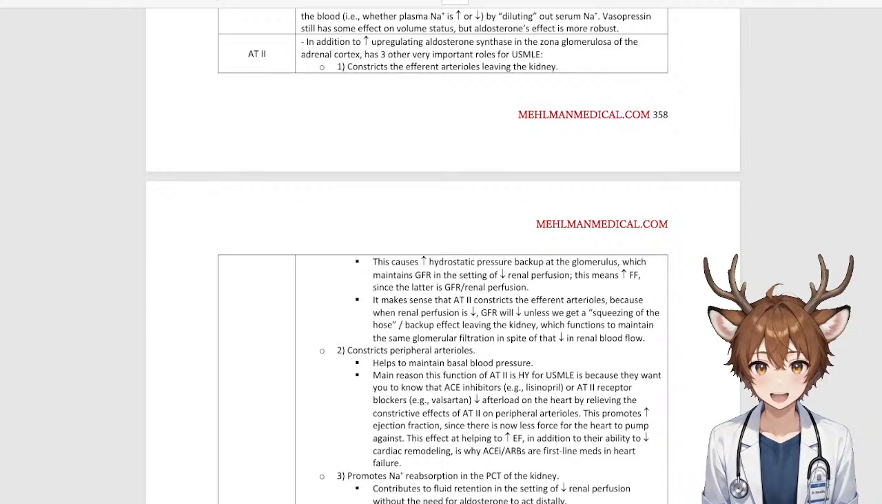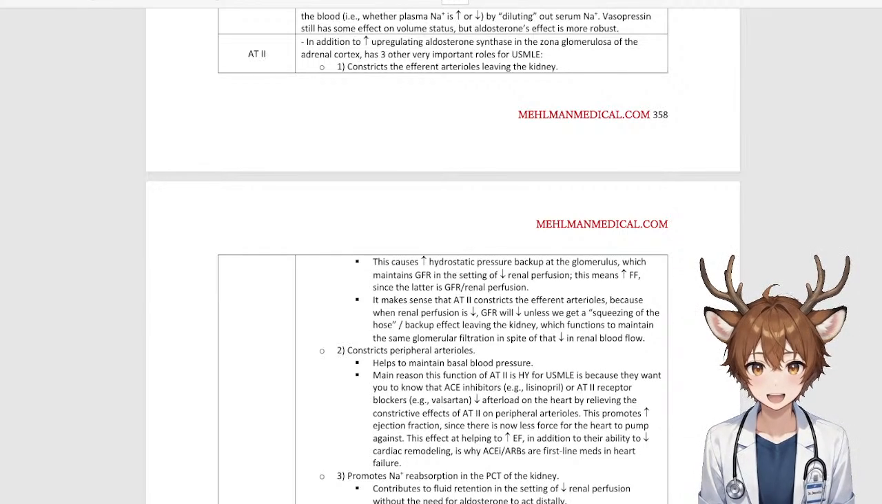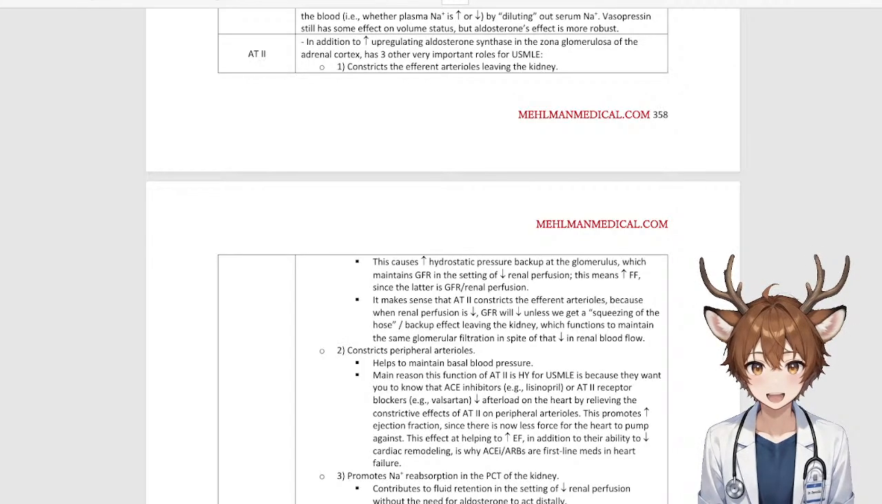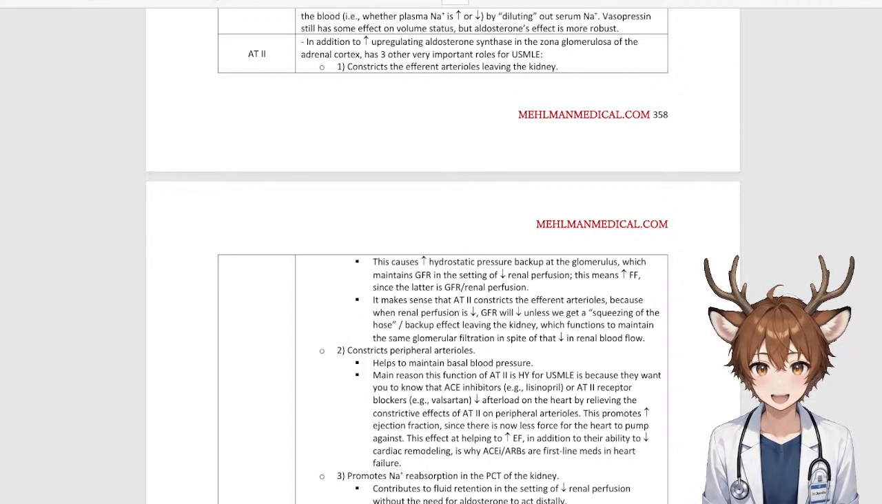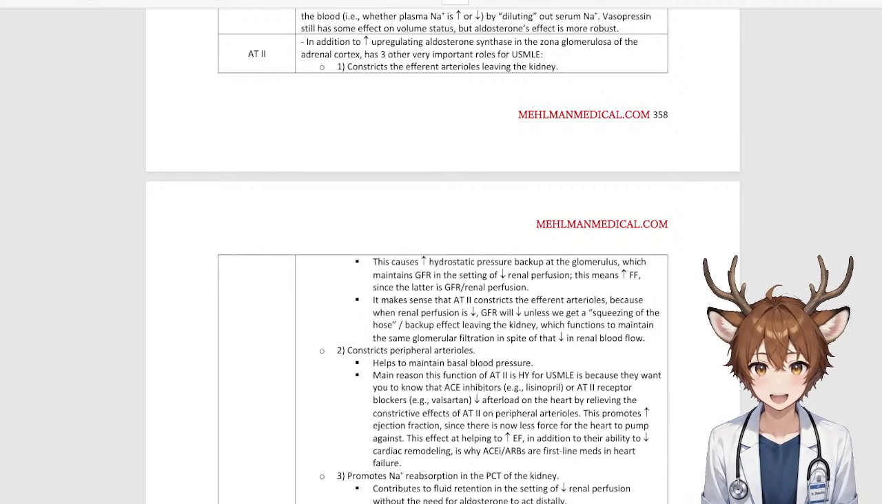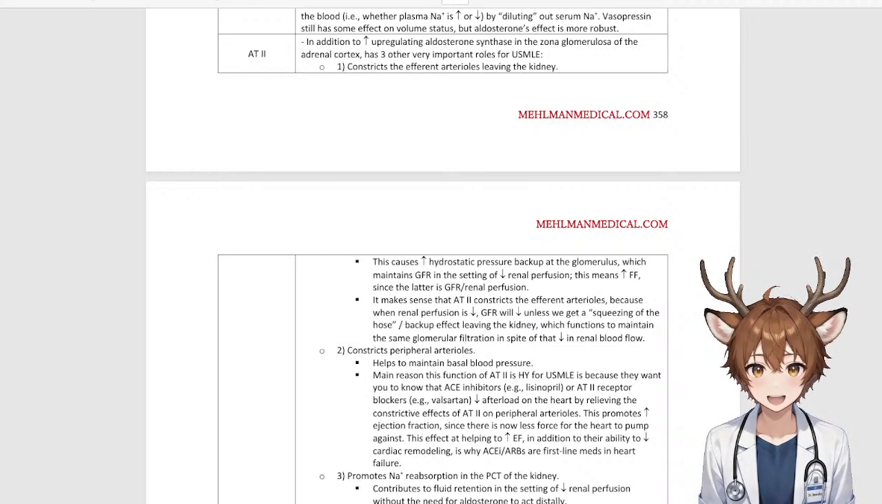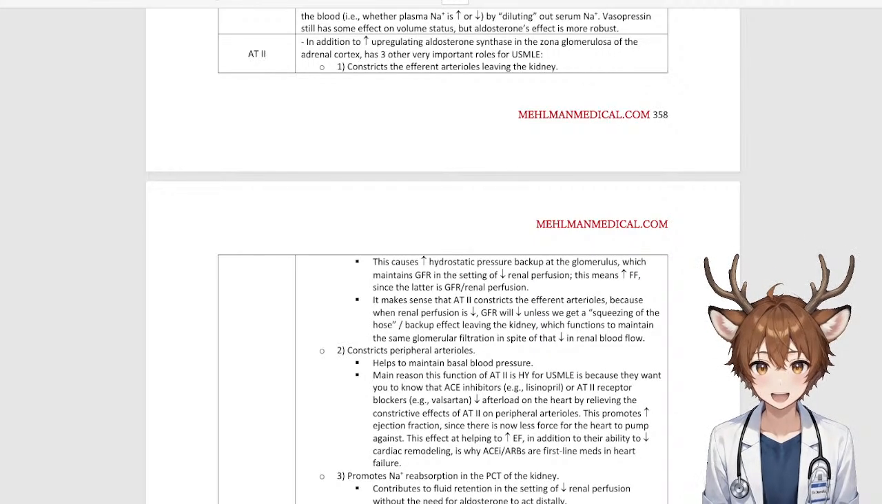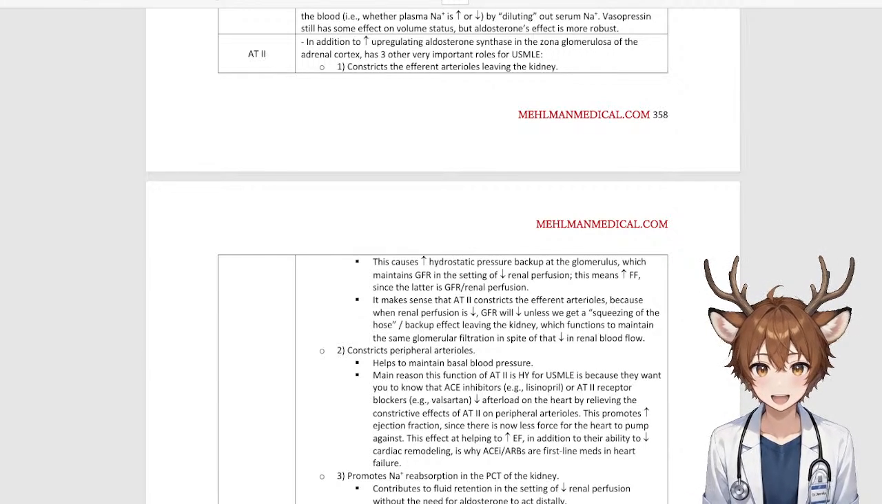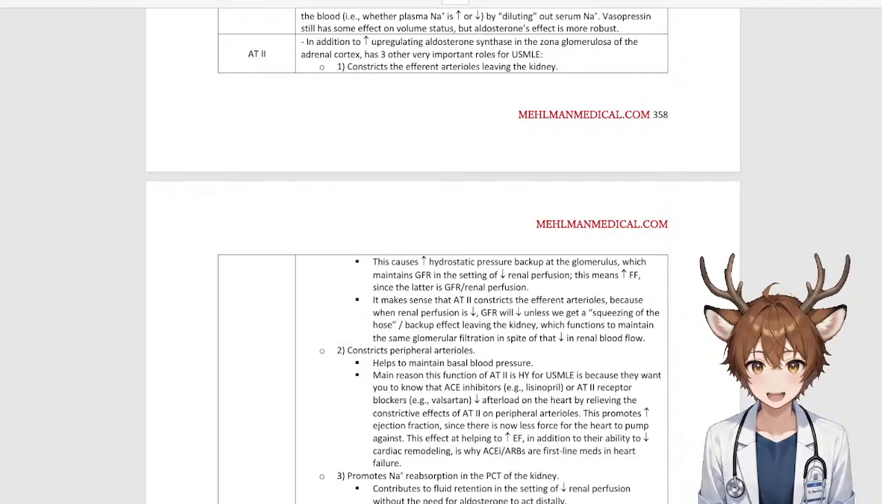So where were we? Okay, so angiotensin II is going to constrict the efferent arteriole leaving the kidney. This causes an increase in hydrostatic pressure back up at the glomerulus, which maintains GFR in the setting of decreased renal perfusion. This means an increase in filtration fraction, since the latter is GFR/renal plasma flow. It makes sense that angiotensin II constricts the efferent arterioles, because when renal perfusion is decreased, GFR will decrease unless we get a squeezing of the hose backup effect leaving the kidney, which functions to maintain the same glomerular filtration in spite of that decrease in renal blood flow.